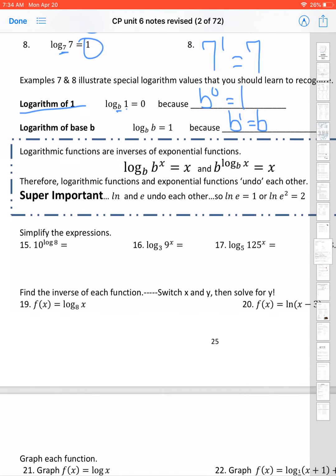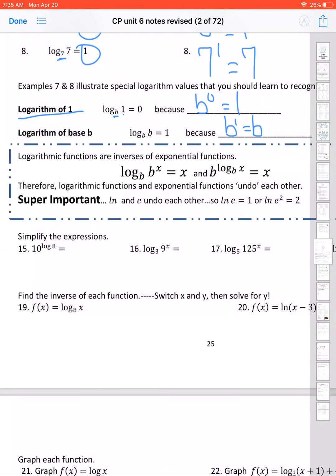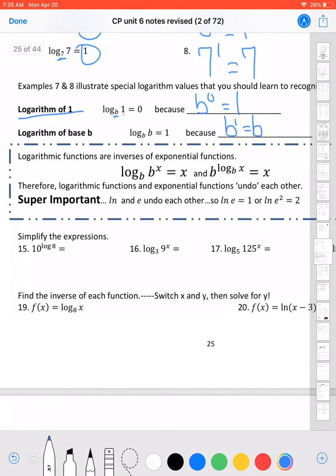And then it's going through here, and it's basically telling us that exponents that have the same base as the logs undo one another. So for example, here 10 and log, the common log, cross out because we know, again, the common log has a base of 10. So the answer here would just be 8.